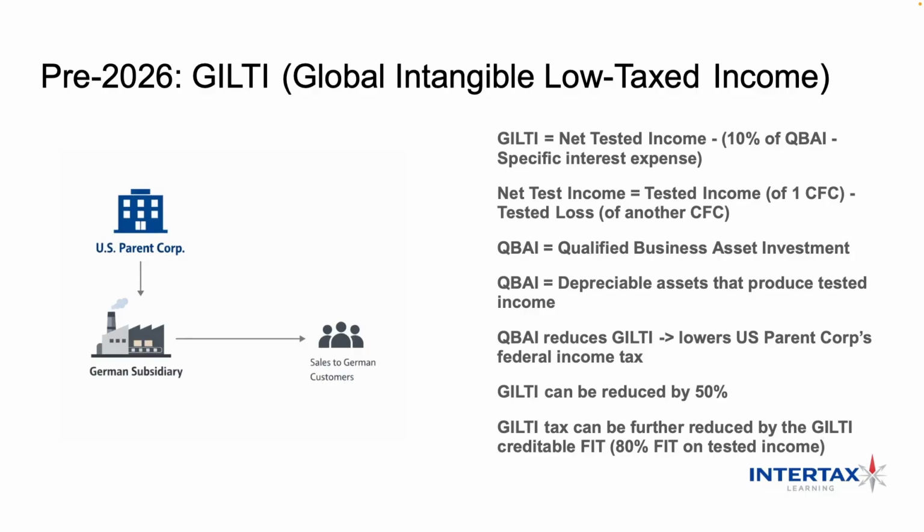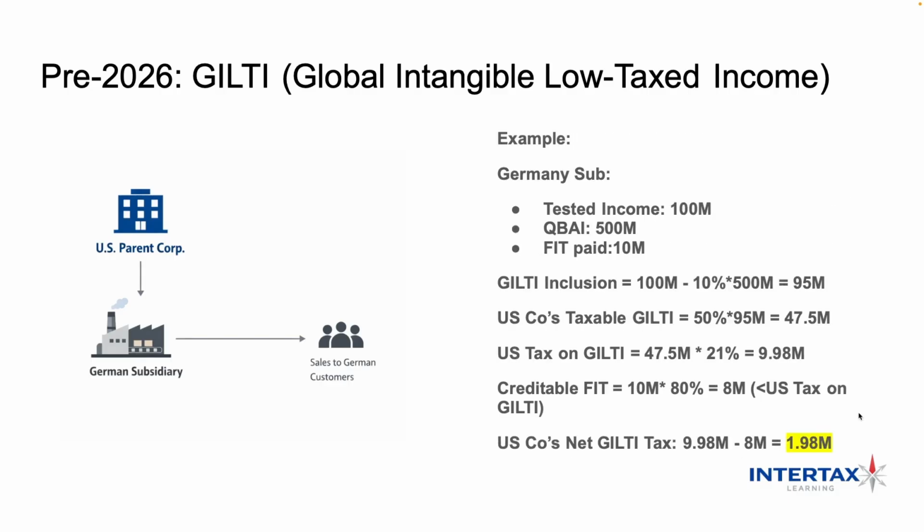And then, once you compute GILTI, the U.S. gives two major benefits. A 50% deduction, so half of GILTI is taxable, and an 80% foreign tax credit based on foreign income tax paid on the tested income. In our case, the foreign income tax would be paid to the German tax authority. So let's look at an example.